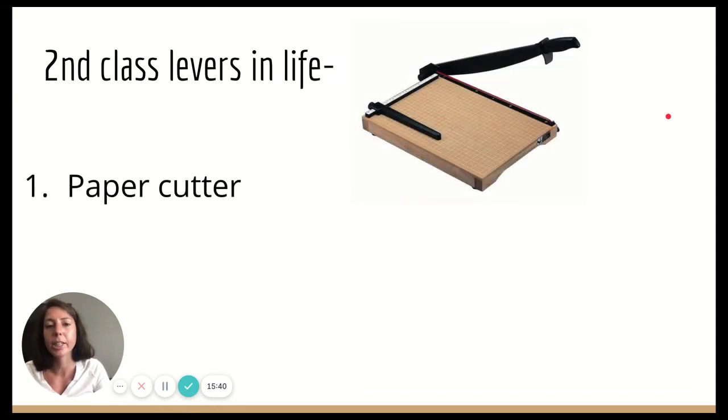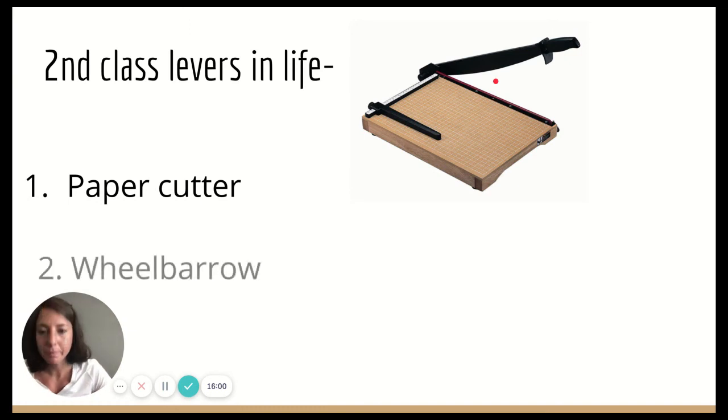So a paper cutter, check this out. Those are so easy to use, right? You barely have to even put any force. You can cut right through a whole stack of paper. Here we have our fulcrum right here. The effort is way over here on the handle, and the resistance is in the middle. As you're cutting the paper, it's resisting your effort to push down on the paper cutter.